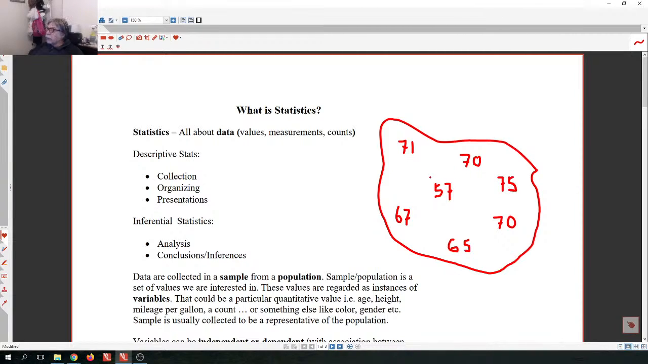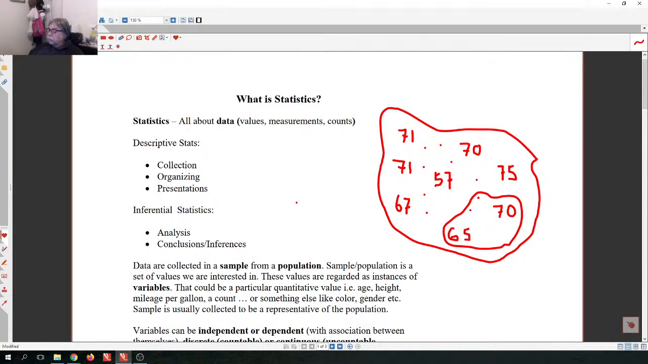You can have lots of different things, and it would probably be in the hundreds of thousands. So there are many more numbers here in this population. If we collect just a portion of it, we call that a sample. So a sample is generally just a portion of a population.